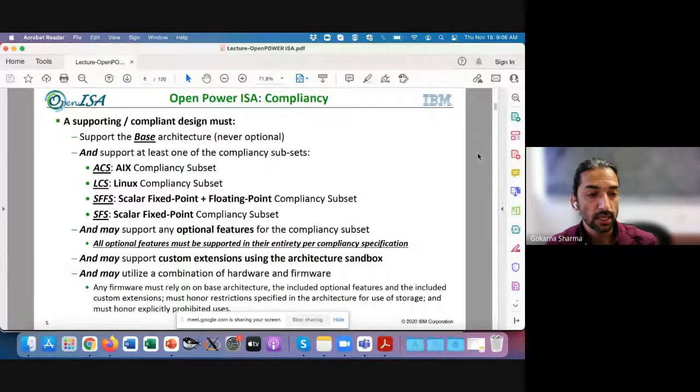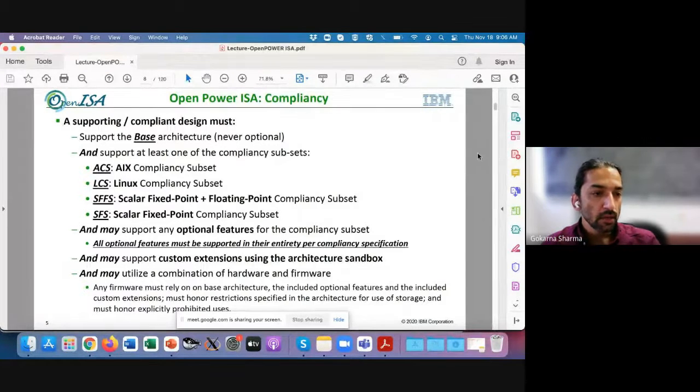SFFS, that is scalar fixed point plus floating point compliance subset. SFS, scalar fixed point compliance subset. And then you have optional features as well. So I will show you in a diagram in the next slide where they belong, and what the hierarchy of these subsets is. And then also we will see how many instructions there are in every subset.